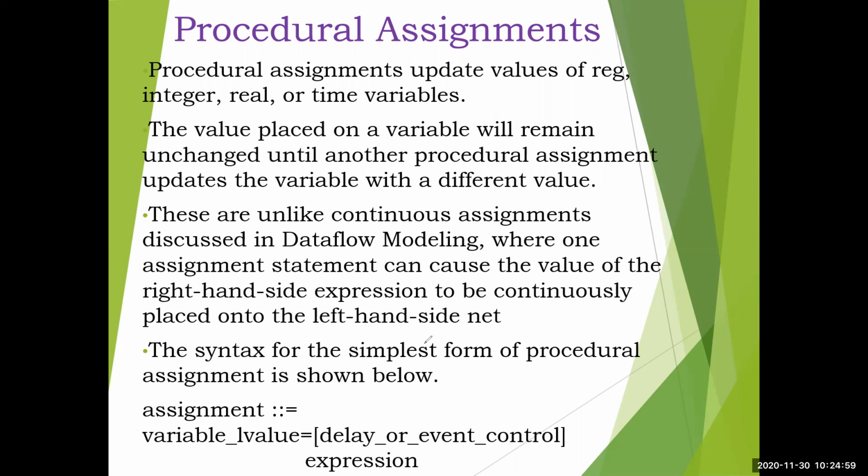The syntax for the simplest form of procedural assignment is shown below. While writing it, you will understand this. The assignment equal to symbol will come, then the variable value, what you are going to assign the value to. If any delay is there, that part will be written here as delay or event control. And then the expression, which is nothing but a combination of operands and operators, will come over here. You'll see the example, so this will be clarified to you.